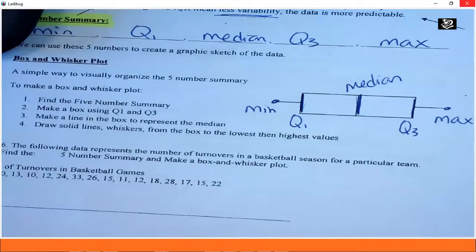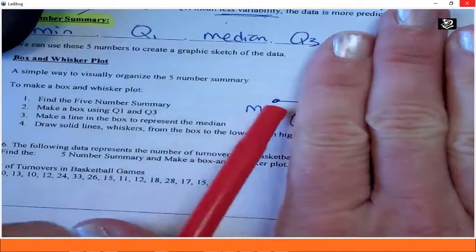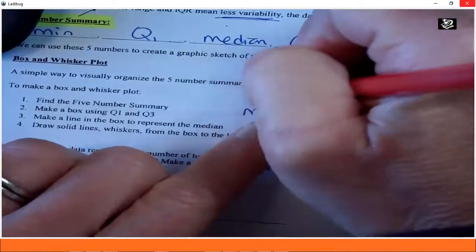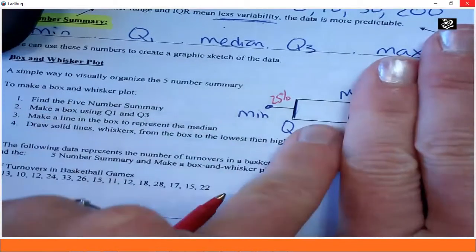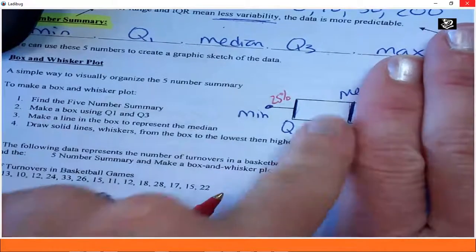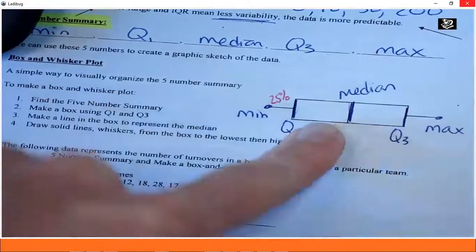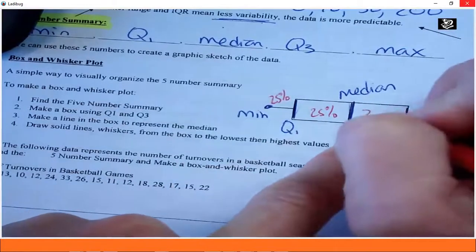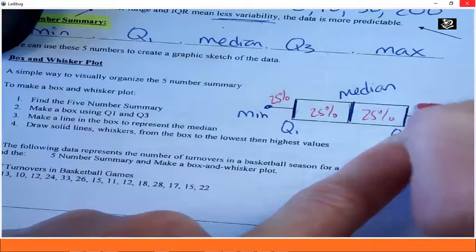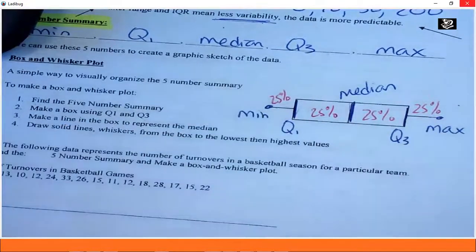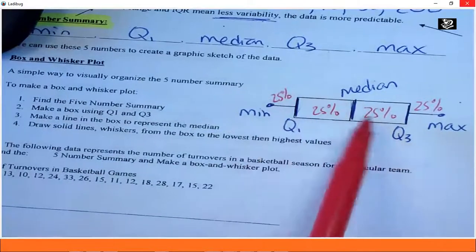What percent of the data is on this line? Very good, 25%. How much data is in this little box? Well, in just the box is 25%. What about in this other box? 25%. And then what about this line? 25%. So you have 4 quarters and they add up to 100%. Okay, so there's 25% in each part of it.